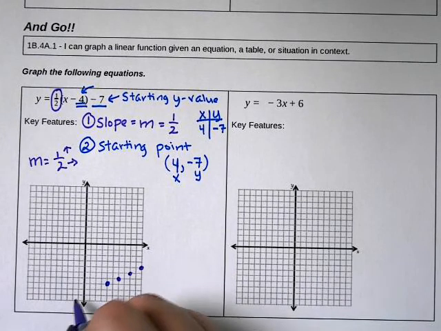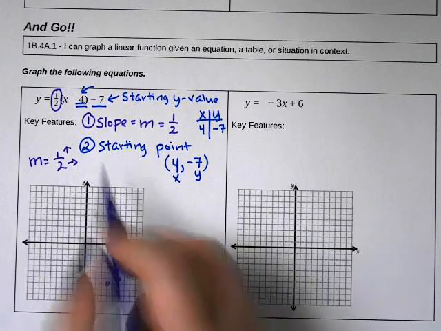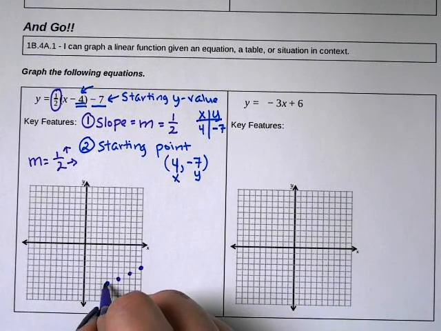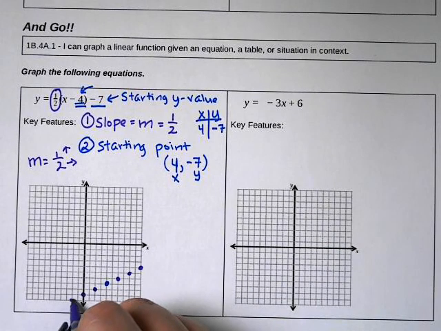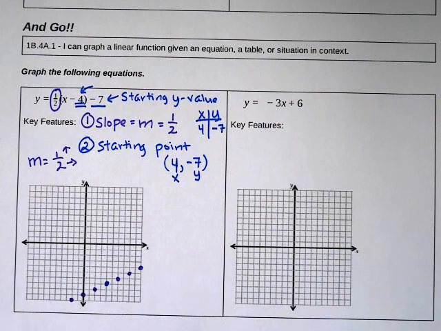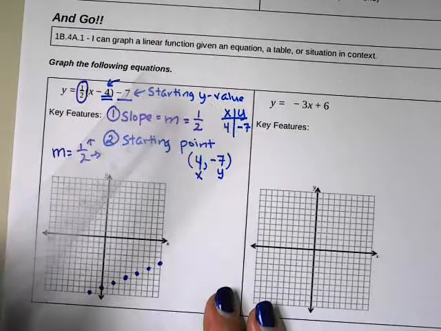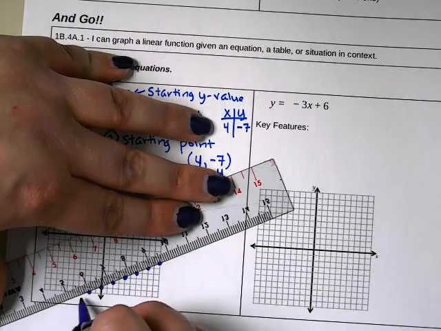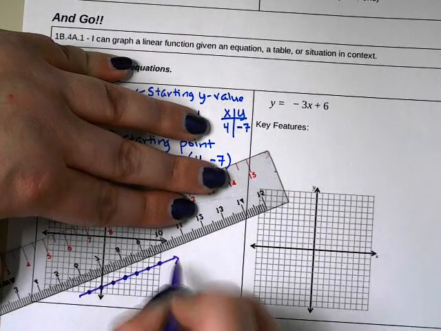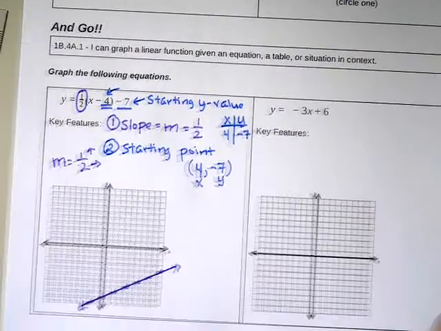But remember, you can always go the other way. So go back to your starting point and do the opposite now. Instead of going up, go down 1. And instead of going right, move to the left 2. And then do it again. Down 1, left 2. And there's our line. So we're actually going to use a ruler and draw it through. We get a nice straight line, and we have to remember to put arrows on our lines because it goes on forever.